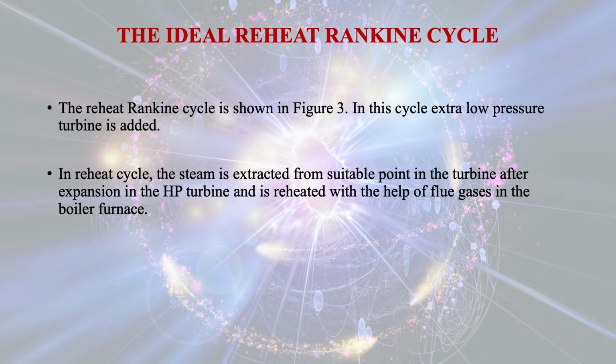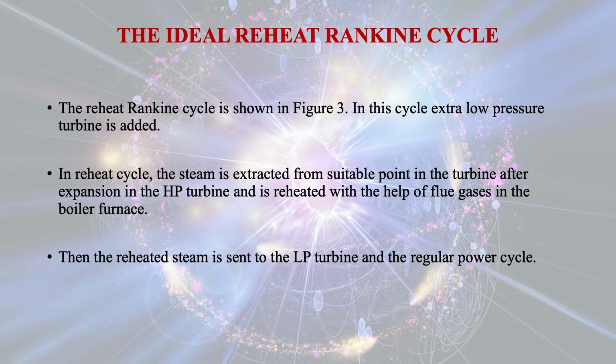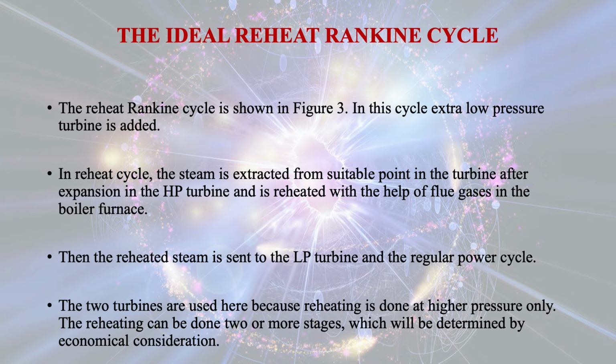In the reheat cycle, the steam is extracted from a suitable point in the turbine after expansion in the high pressure turbine and is reheated with the help of flue gases in the boiler furnace. Then the reheated steam is sent to the low pressure turbine and the regular power cycle. The two turbines are used here because reheating is done at higher pressure only. The reheating can be done in two or more stages, which will be determined by economic considerations.